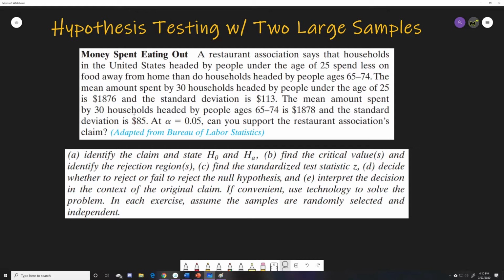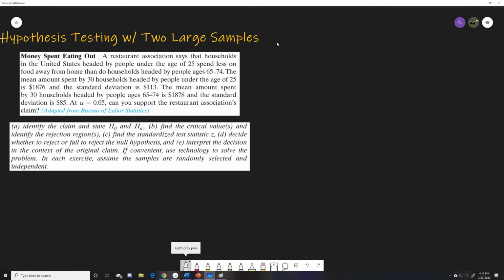So we have a few things we want to identify here. A, we need to identify what they're actually claiming, what the null hypothesis is, and the alternative. B, we want to figure out the critical values and identify the rejection region. C, we want to find the z-score of this problem and where they're at. D, we have to decide whether we reject or fail to reject the null. And E, interpret the results, the most important thing. We can find numbers all day, but interpreting them and giving them meaning is what's important. Okay, let's get started.